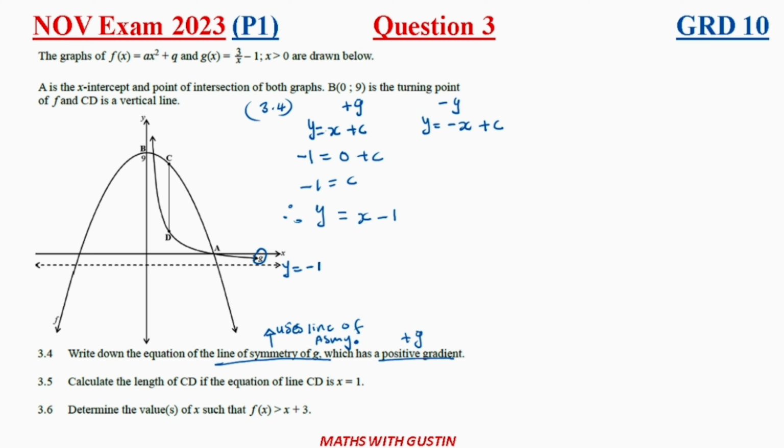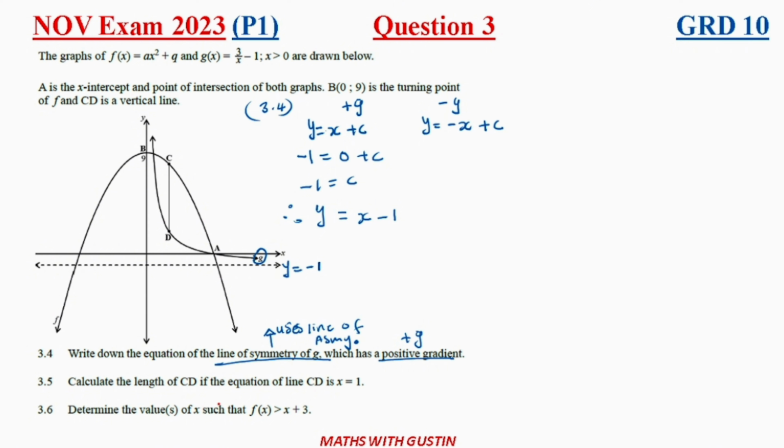Initially I had said turning point, but it's not the turning point, guys. It is the line of asymptotes, rather. All right, so with that, let's move right along. Moving to 3.5.